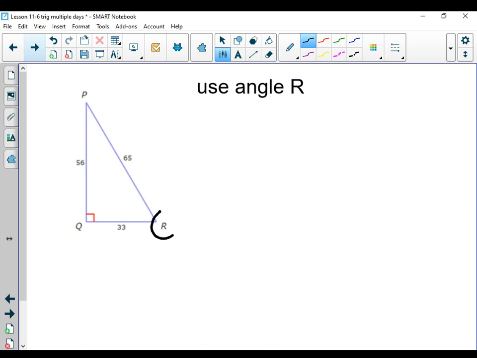Use angle R. Focus all attention on R. P and Q, sorry, you're out. If I label these first, it's probably going to help me. The longest one has to be the hypotenuse, 65. Adjacent, so close I could touch you: 33. Opposite, like Bryn's way over there, opposite of me.